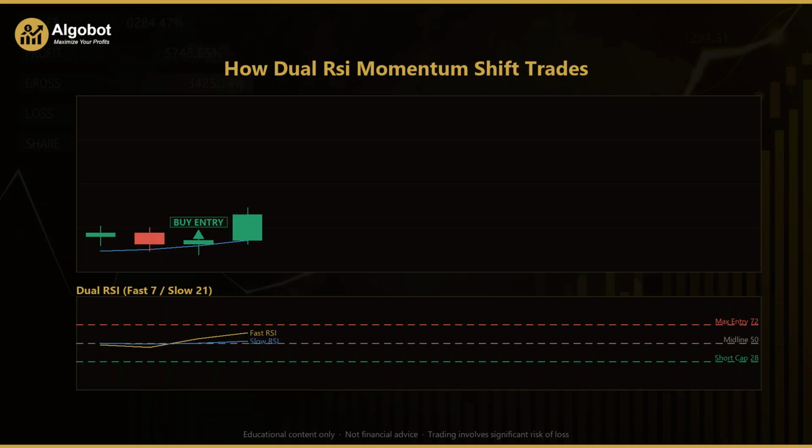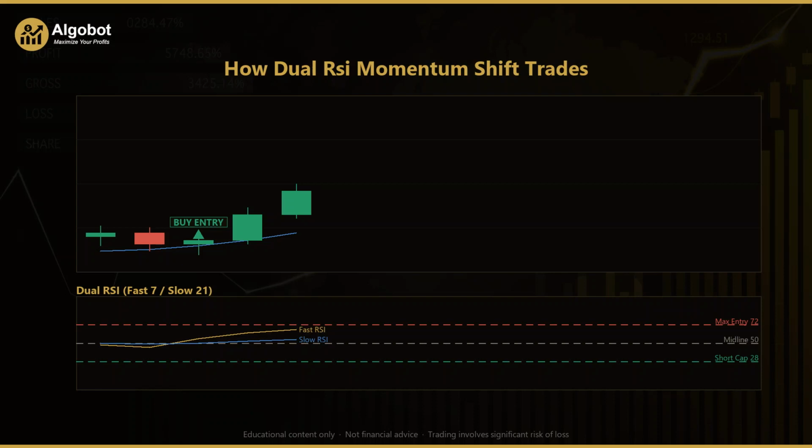At the far left, the market is quiet and drifting slightly lower. Notice the fast RSI has dipped beneath the slow RSI, and it's sitting below the midline. That's soft, downward momentum, and none of the long conditions are met, so the strategy simply waits.